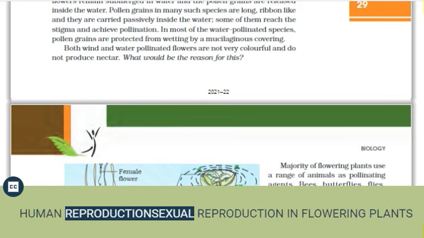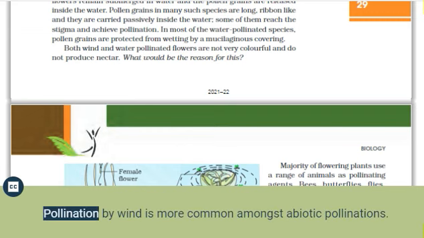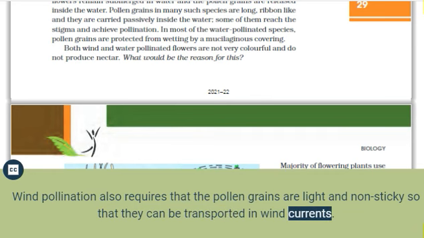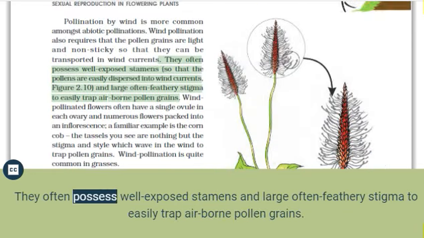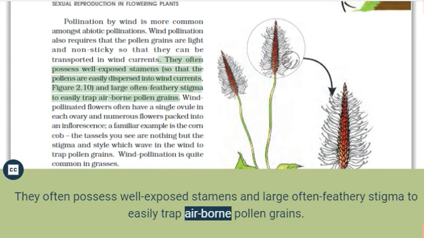Sexual reproduction in flowering plants. Pollination by wind is more common amongst abiotic pollinations. Wind pollination also requires that the pollen grains are light and non-sticky so that they can be transported in wind currents. They often possess well-exposed stamens and large, often feathery stigma to easily trap airborne pollen grains.